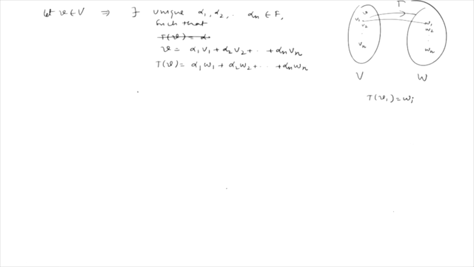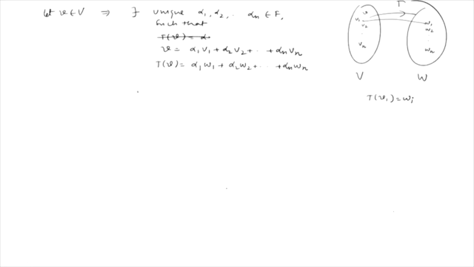Now, this T is well defined and it is clear that T of Vi is Wi. Now, we have to show that this map is linear and, number 2, that it is unique. So, how can we show it is linear? You can take say V and P as 2 elements in V. You take any alpha belonging to the field and we have to show that T of alpha V plus P is equal to alpha T V plus T P.